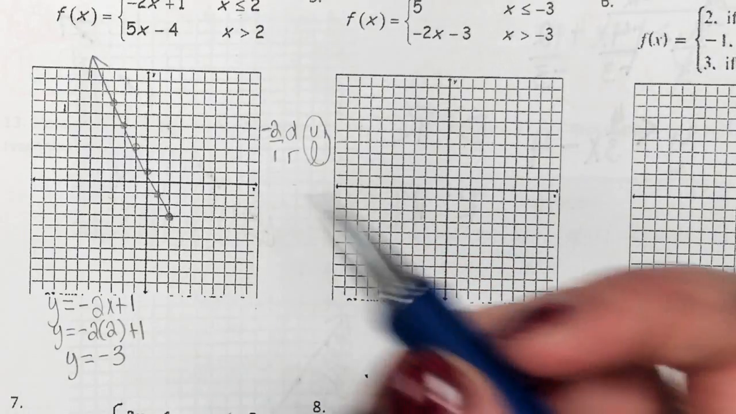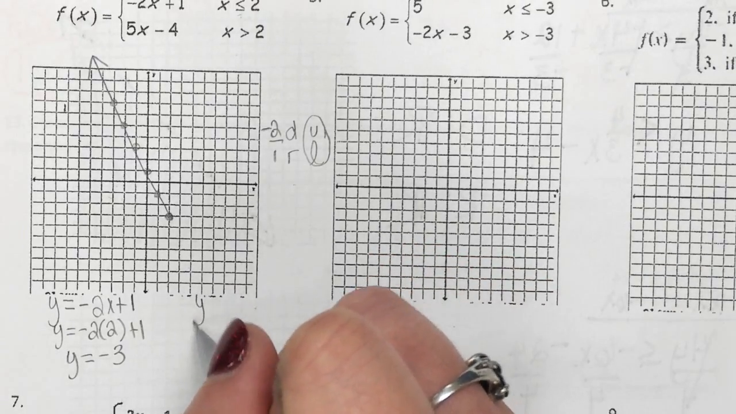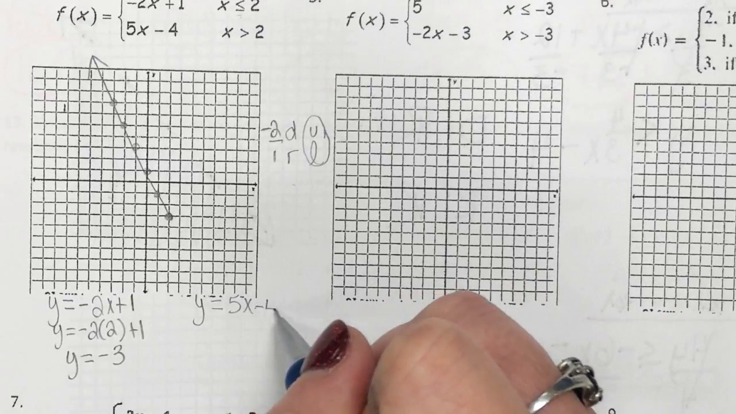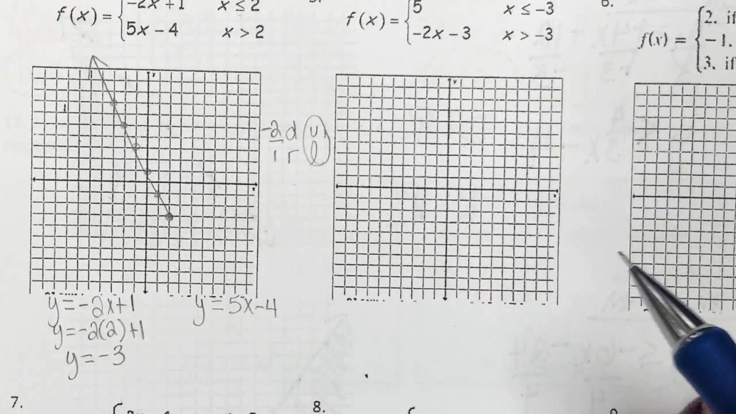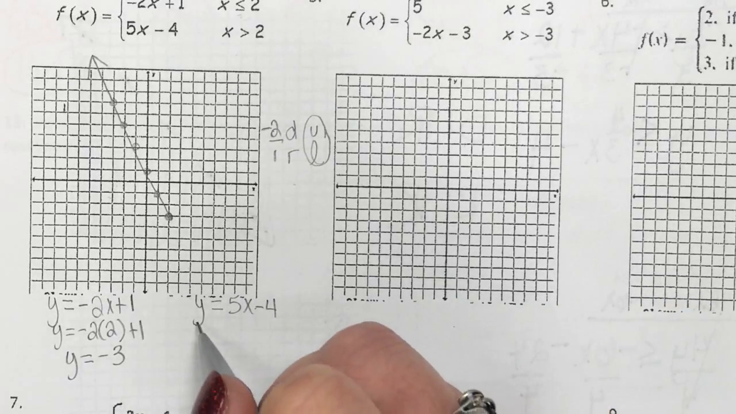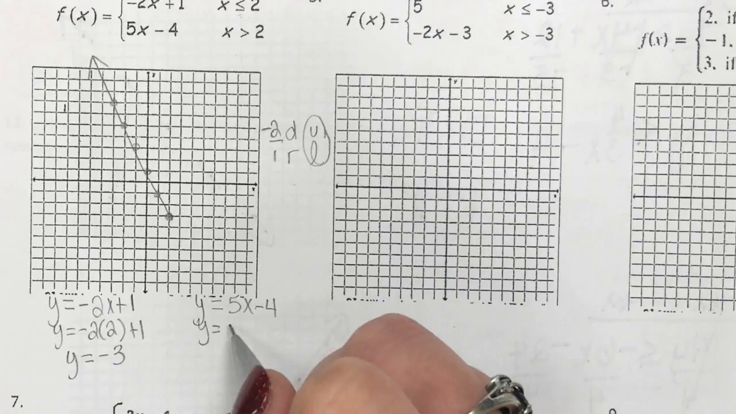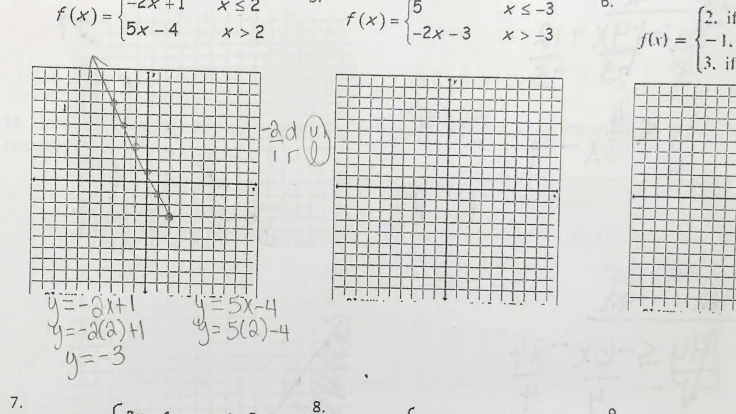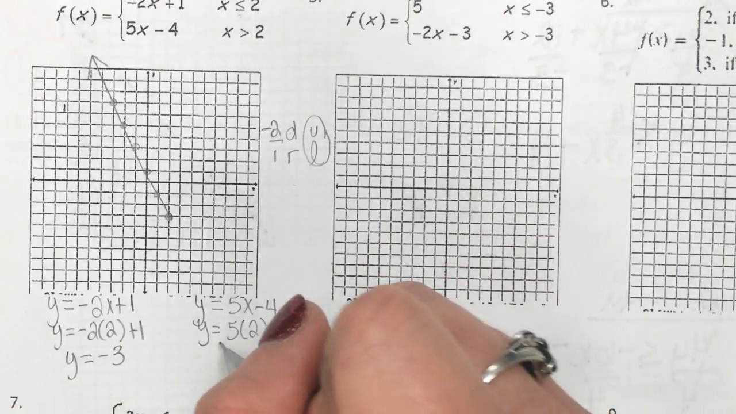Bless you. All right, what's your next function? 5x minus 4. Uh-huh. And you've got to figure out where you have to start. So what's the x value that you're going to plug in? 2. So it'd be 5 times 2 minus 4. That's 10 minus 4, which is 6. Very good.